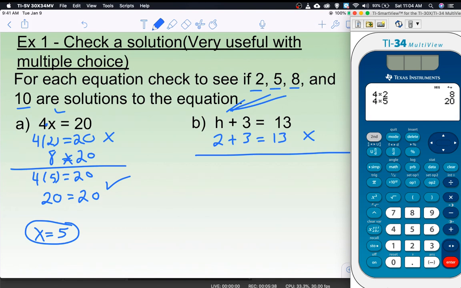I'm going to plug in the 5. Is 5 plus 3 equal to 13? No. Again, I don't need a calculator, but to show, 5 plus 3 is 8. 8 does not equal 13. The math doesn't work out.